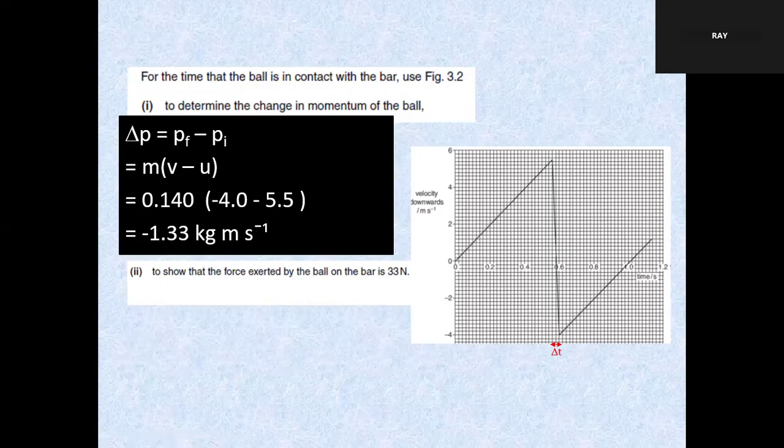Show that the force exerted by the ball, okay? Change in momentum, that force is just your change in momentum over time, right? This is the time, which is 0.04. Okay.